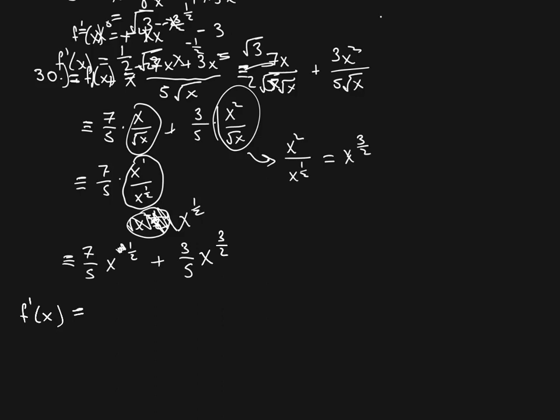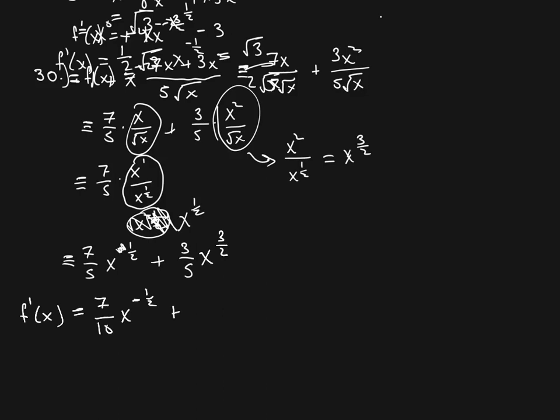Of course, 1/2 times 7/5 is just 7/10. So we've got 7/10 times x. Now this is 1/2 raised to the 1/2 minus 1. So this is going to be to the minus 1/2. That's where that minus sign comes in.